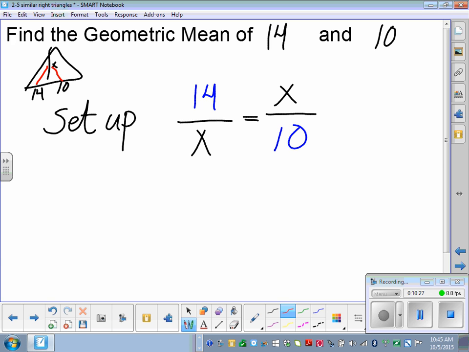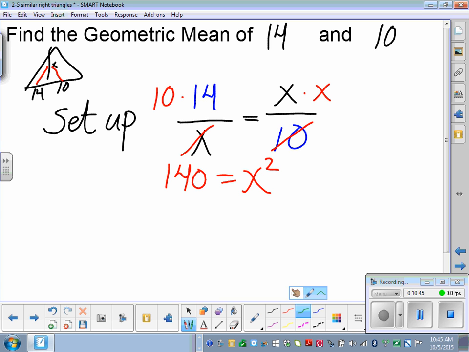So watch. We multiply both sides by 10, but what happens on this side? It divides out. Very good. We multiply both sides by x because it was on bottom, and this side it divides out. 10 times 14. So 140 is equal to x times x, which is x squared.